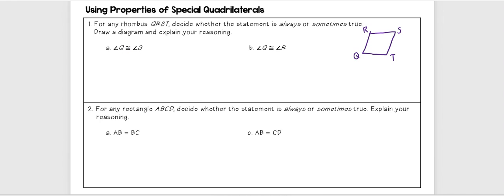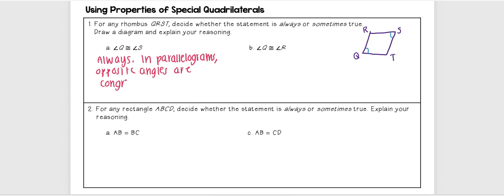So the first one says angle Q is congruent to angle S. So I have angle Q congruent to angle S. I need to determine whether that's always or sometimes true. Well, angle Q and angle S, those are opposite angles. And I know from one of my properties of parallelograms that opposite angles are congruent. And since a rhombus is a type of parallelogram, this is always going to be true.